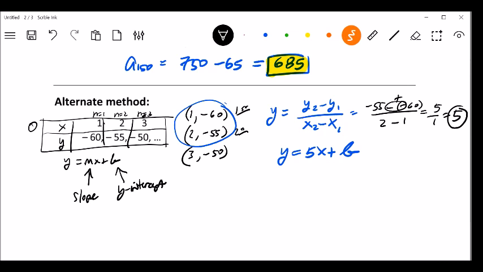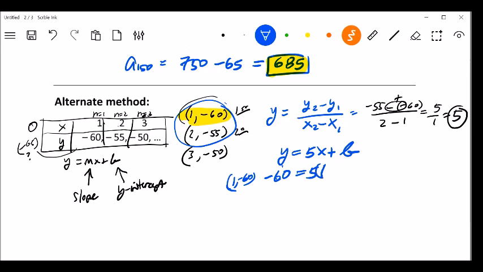If we go back 1, then we would subtract 5. So I'm guessing it should be negative 65. Let's find out. Let's take one of these points, like the first one, and put that into the equation. So the y is negative 60. We're using 1 and negative 60.